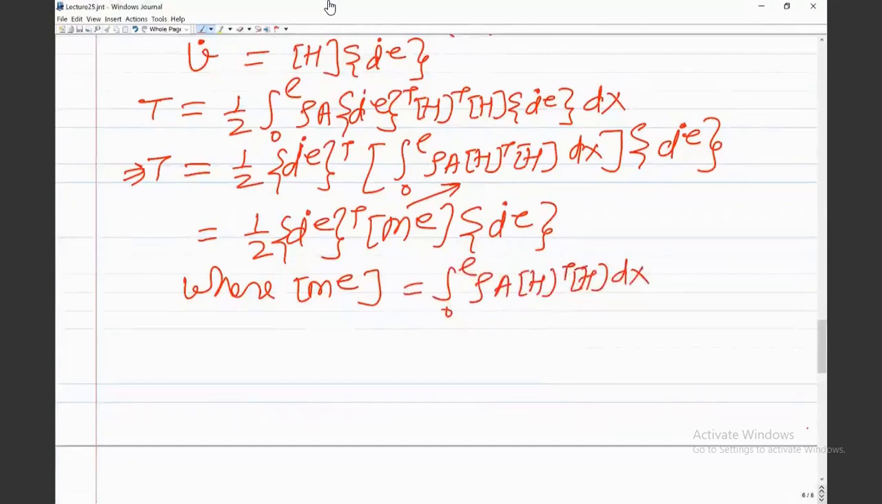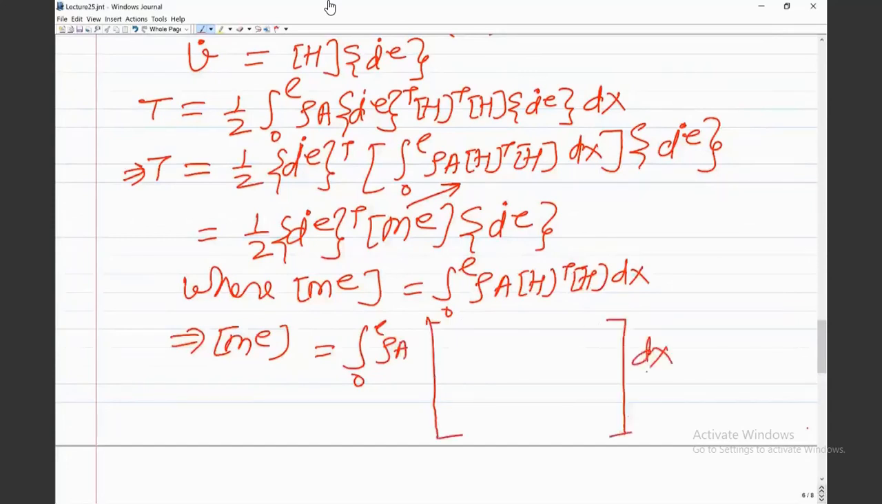So now if you substitute H as H1, H2, H3, H4 and multiply the two, H transpose into H, finally we'll get Me is equal to the integration from 0 to L of rho A, and here you are going to get a 4 by 4 matrix, into dx. You need to integrate each and every term.